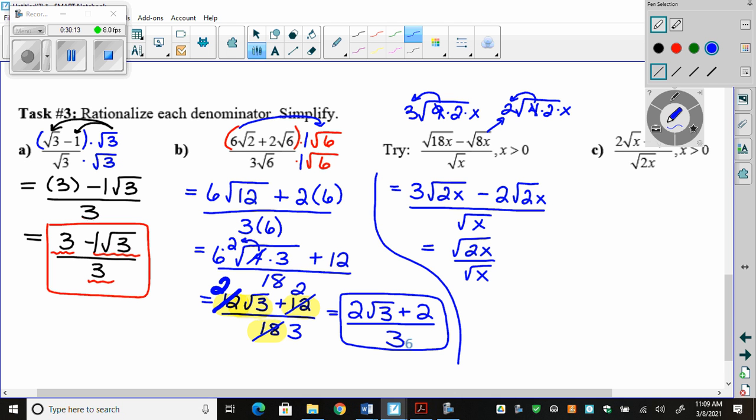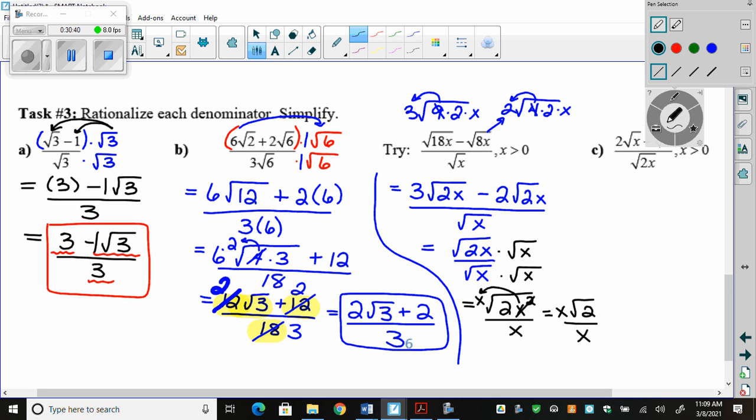If you didn't go this route, you could still have the same answer, right? Don't go crazy and erase everything. So, square root x, square root x. So I'm going to get root 2x times x, which is root 2x squared over x. X squared can come out as an x. So I actually have x root 2x over x.